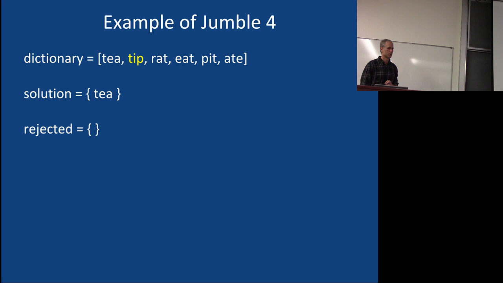What about tip? None of its permutations are in solution, none are in rejected. We add it to solution. Okay? Rat. Same thing. Now what about eat? Okay, one of eat's permutations is in solution. So what we do is, we remove it from solution and add it to rejected. Okay?